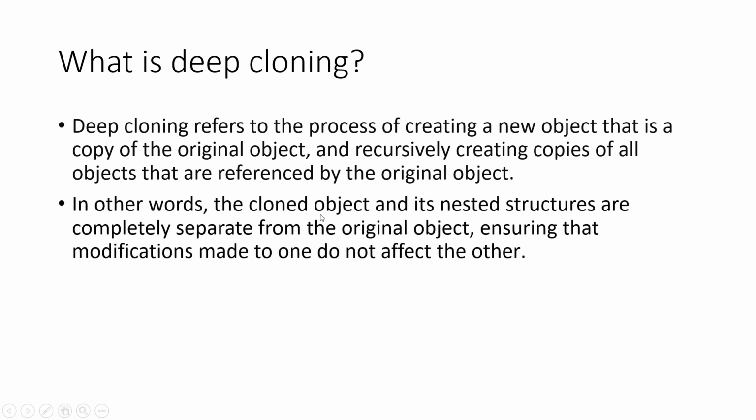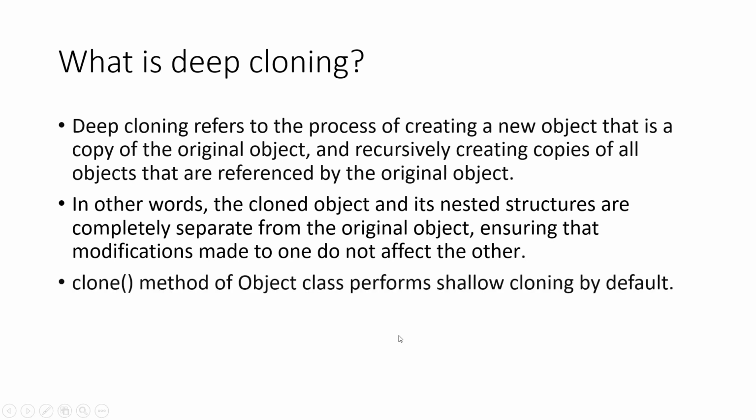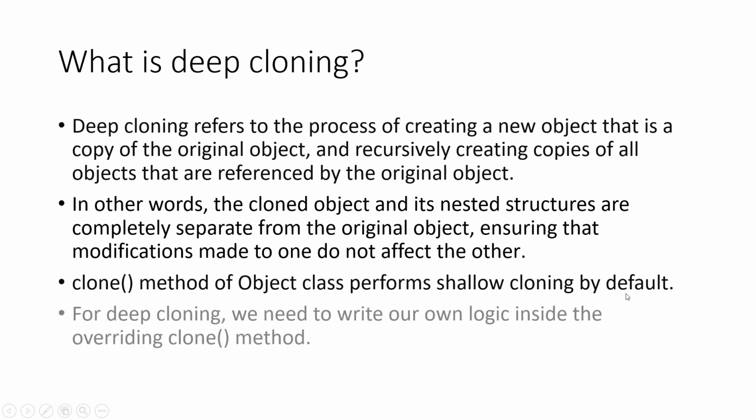In other words, the cloned object and its nested structures are completely separate from the original object, ensuring that modifications made to one do not affect the other. We will see it in the diagram soon. But anyway, the clone method of the Object class performs shallow cloning by default. This is what we need to remember. For deep cloning, we need to write our own logic inside the overriding clone method. We will see it practically.